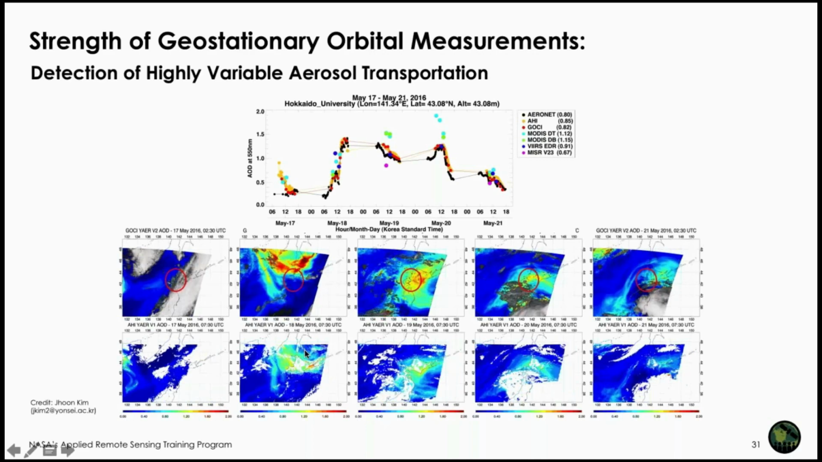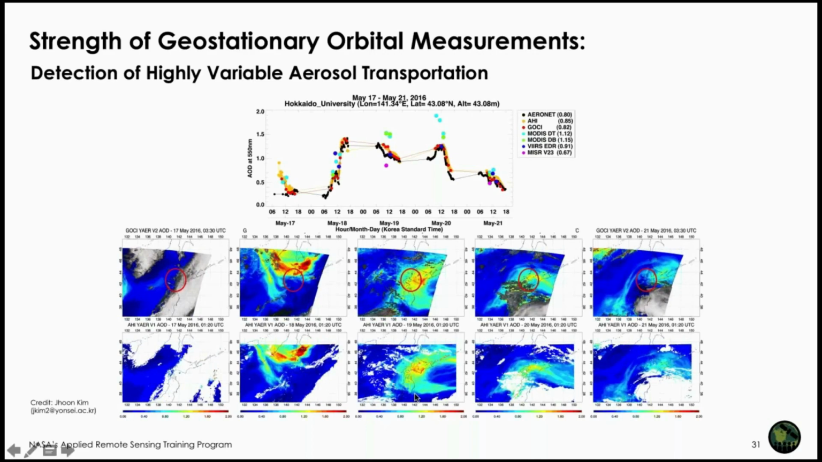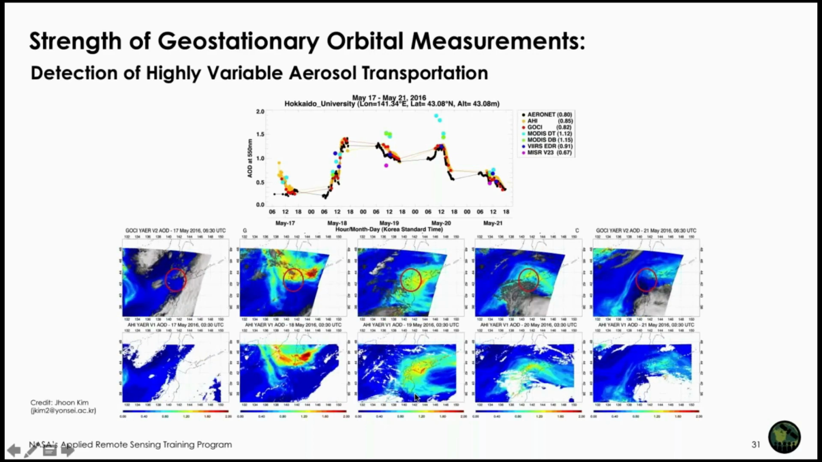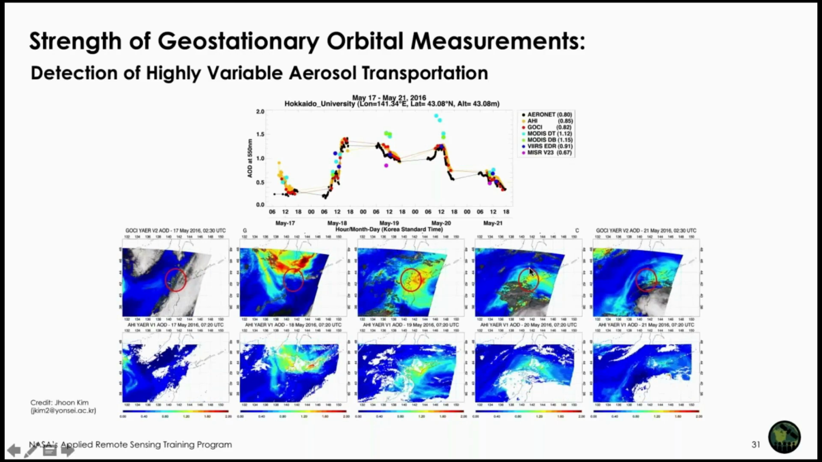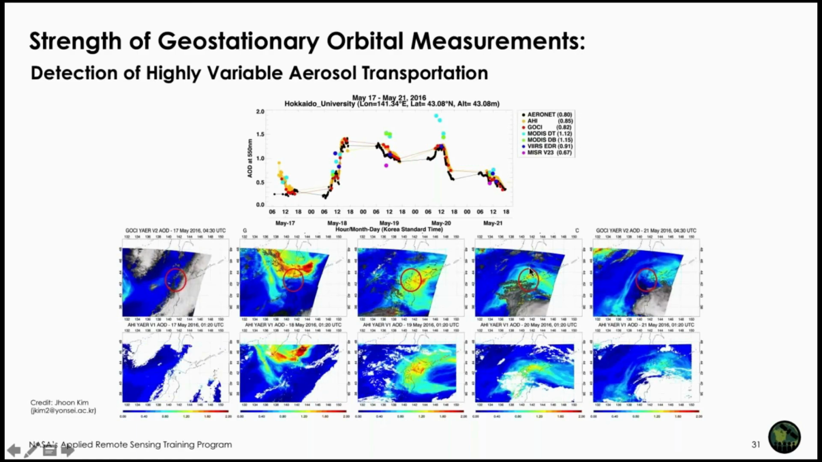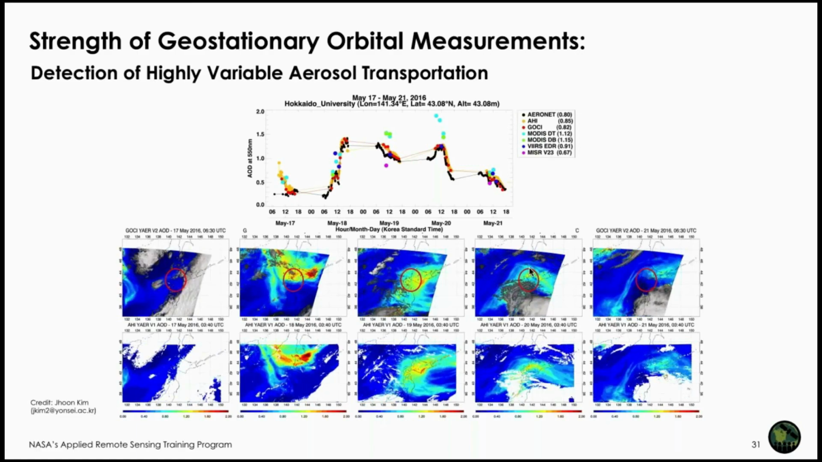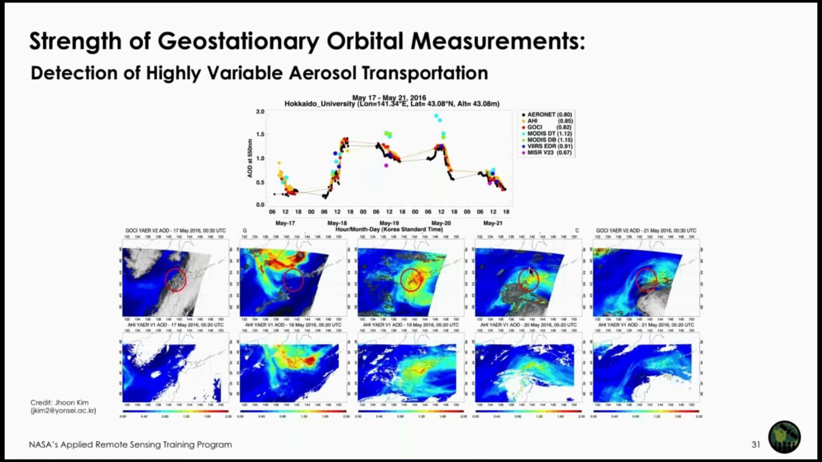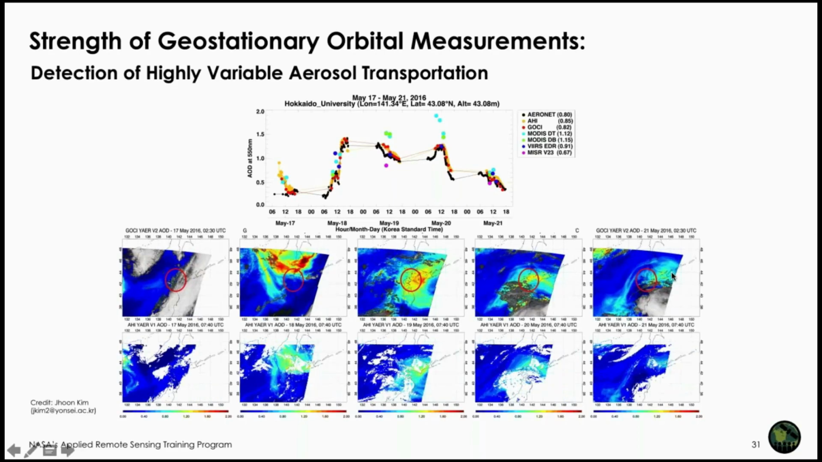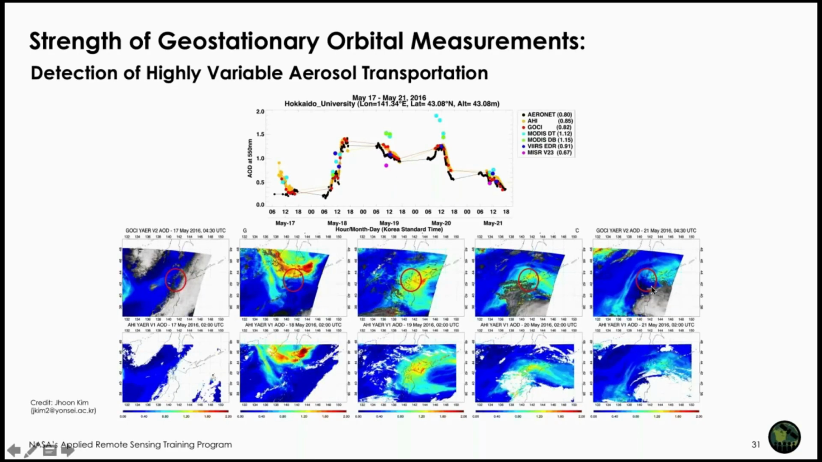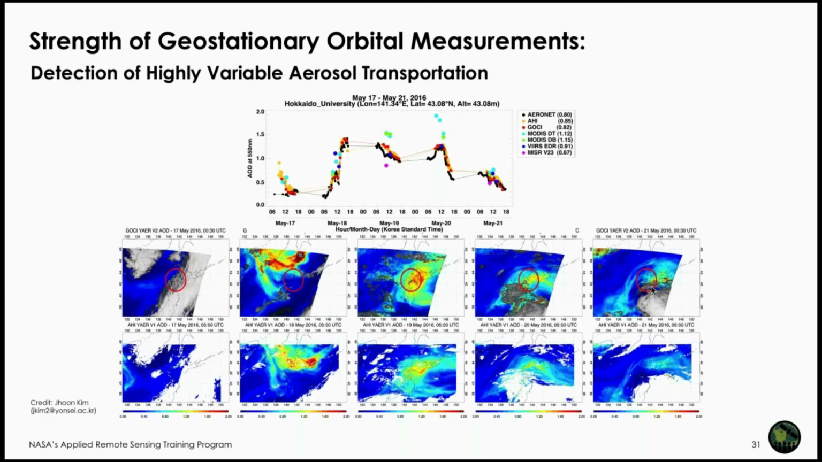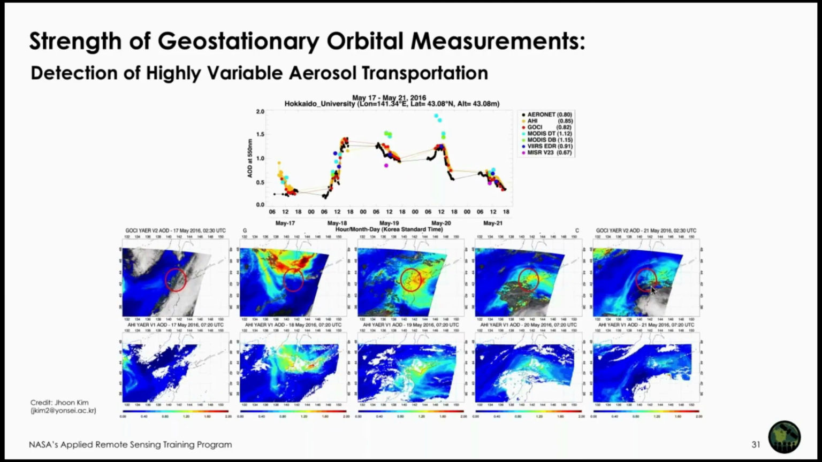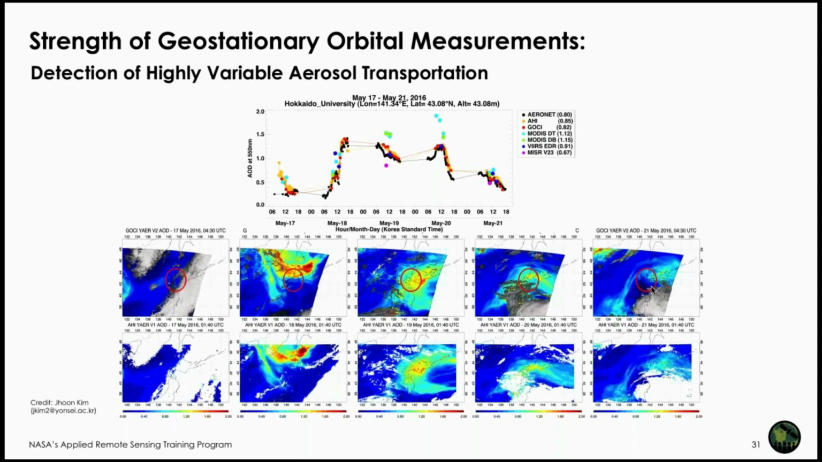These plumes changed continuously but still were located over the Hokkaido area for up to 4 days. After the plume passed, AOD decreased to 0.5 and less on the final days. The main advantage of geostationary satellites is to detect highly variable air quality status continuously.